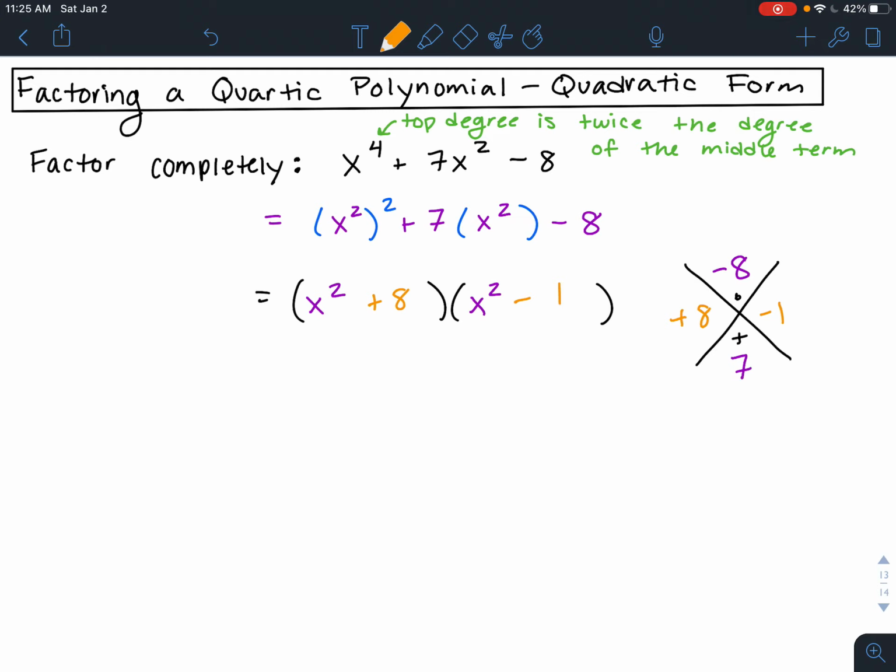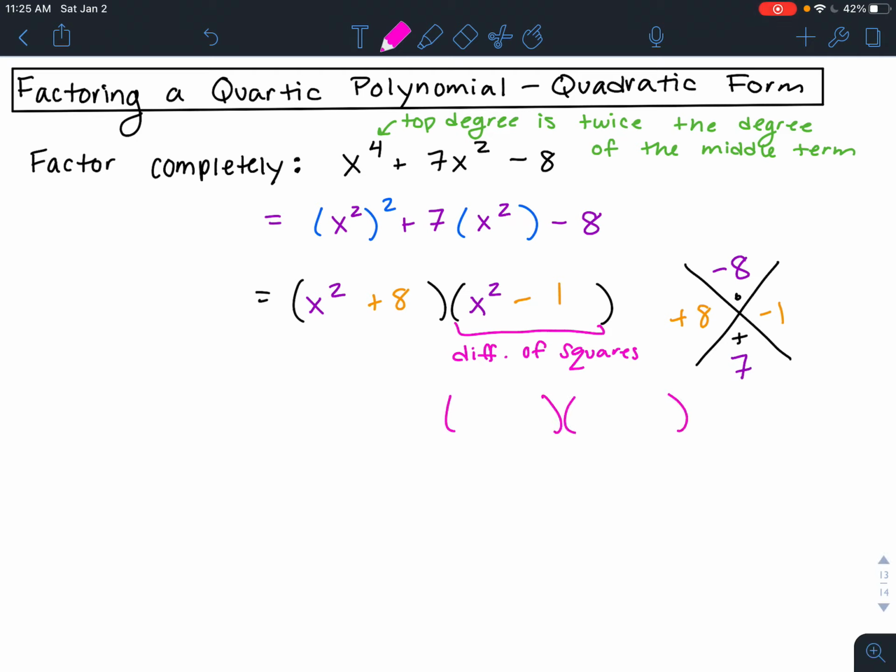So now the tricky part of factoring in quadratic form or a quartic equation like this is you need to check for difference of squares equations or any other sort of special equations that might pop up inside those parentheses sets. So if we look here, x squared minus 1, this is the difference of perfect squares, which has a special factoring pattern. So we want to break that down even further.